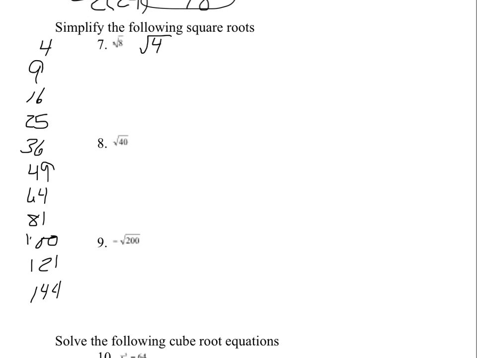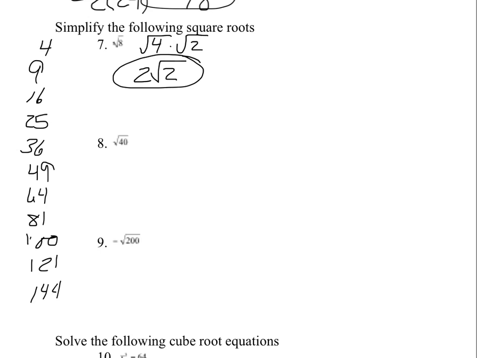So it's going to be the square root of 4 times the square root of 2. We can take the square root of 4. The square root of 4 is 2. The square root of 2 would not come out to be a whole number, so we leave it as the square root. So 2 root 2 as our answer.